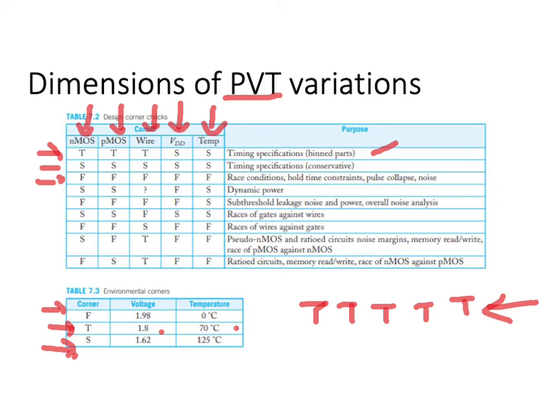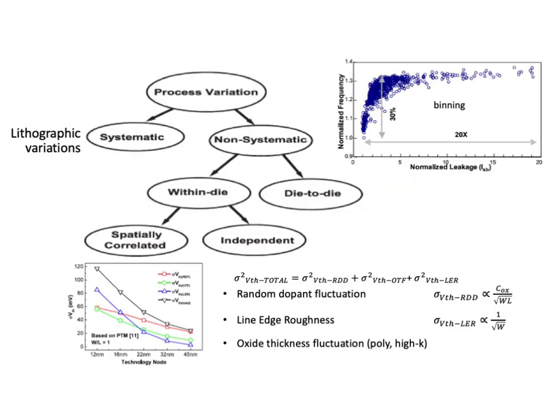So the PVT simulations give you guidance to help you over-design your product, your digital IC, so that the majority of the parts would still meet customer specifications. So let's talk a little more specifically, in more detail, about where the process variations arise. There are systematic variations and non-systematic or random variations that can arise.